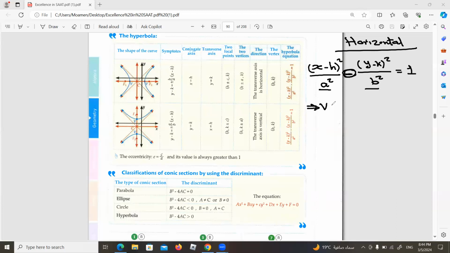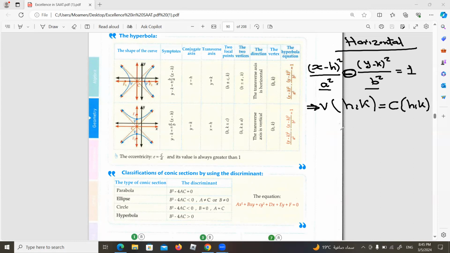Okay, we will go to the vertex. What is the vertex? The vertex will be h and k as before. So the vertex is (h, k). And we change the name to center because we have V1 and V2, which we'll talk about after that. In the parabola we name it the vertex, but in the ellipse we name it the center, and also in the circle. So our center will be (h, k).